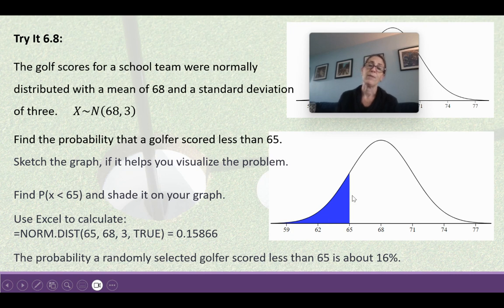Some of them are easier to look at the graph and estimate, but I believe 16% makes sense. That is one standard deviation below, and all that below, so this would be between 65 and 71 would be 68. So this is 68 here, and then that little bit more. So it makes sense that this is 16.